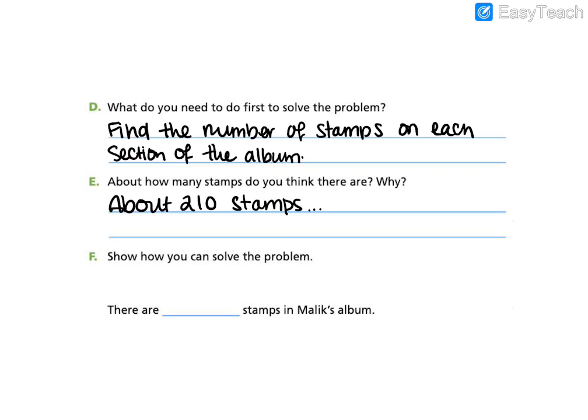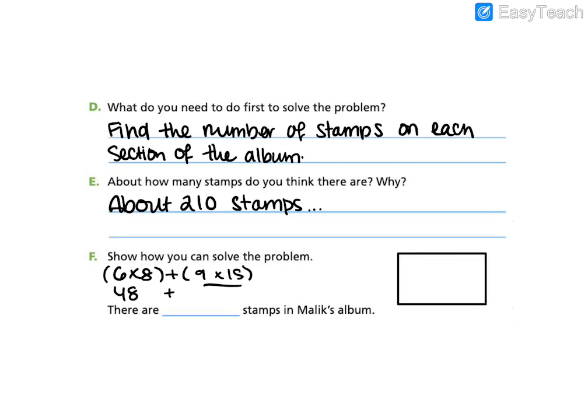And then finally, letter F, we need to show how we can solve the problem. Well, the first section was 6 pages with 8 stamps each, plus our second section of 9 pages with 15 stamps each. And that will give us our answer. I know 6 times 8 is 48 because I know that fact. I don't know 9 times 15 in my head.